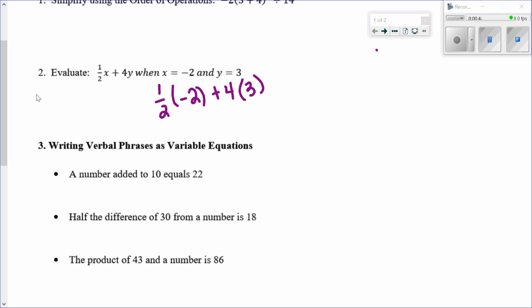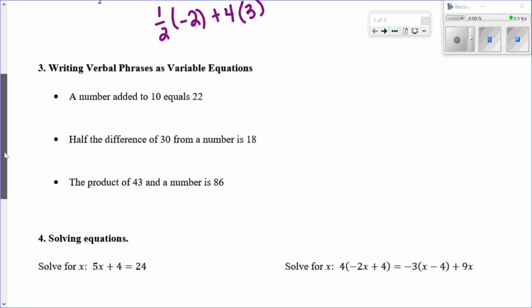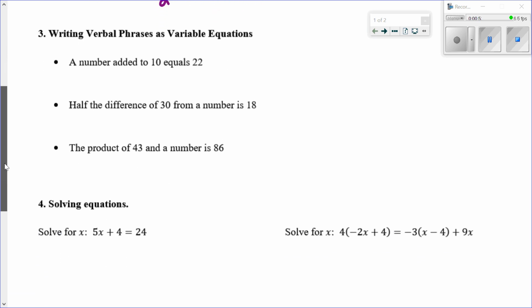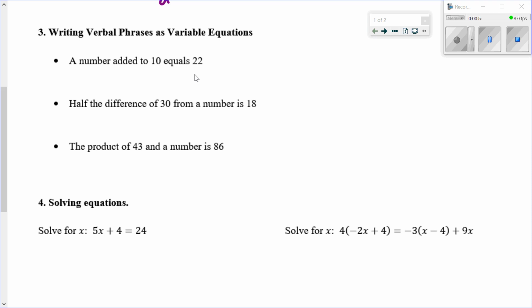Okay, pretty simple. So what we're really going to be focusing on is the bulleted titles, like each little mini section of Algebra 1 that you kind of need for Algebra 2. So we're just going to briefly go over them. All right, so it says writing verbal phrases as variable equations.